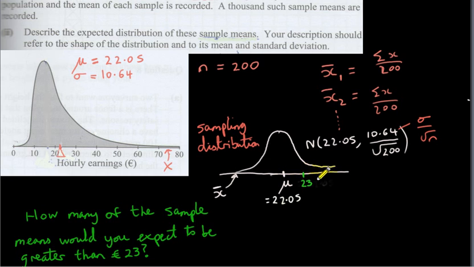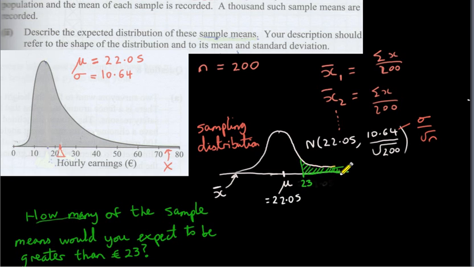So how many sample means are greater than it? Here, this green region represents all the sample means that are greater than 23. So what proportion? Let's consider the proportion first. Forget about the amount, forget about how many. Let's just consider the proportion of sample means that are greater than 23.